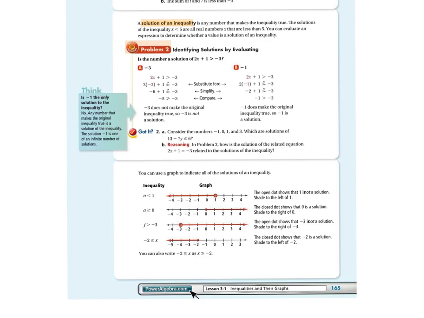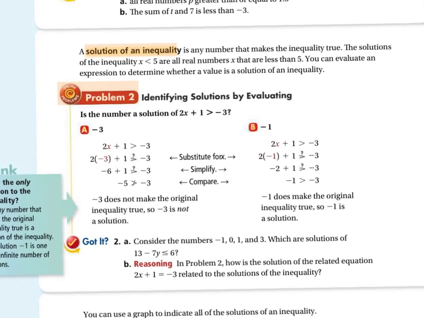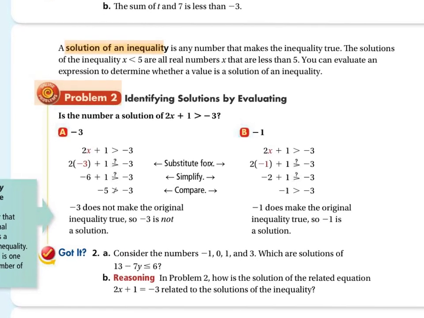So if we look at the next part, it talks about solutions of inequalities. Solutions are any numbers that make the inequality true. With inequalities, we are going to have multiple solutions, multiple numbers that work. It's not like we work out a problem and we get x equals 2, where there's only one answer that works. With inequalities, we have a range of answers that are going to work.